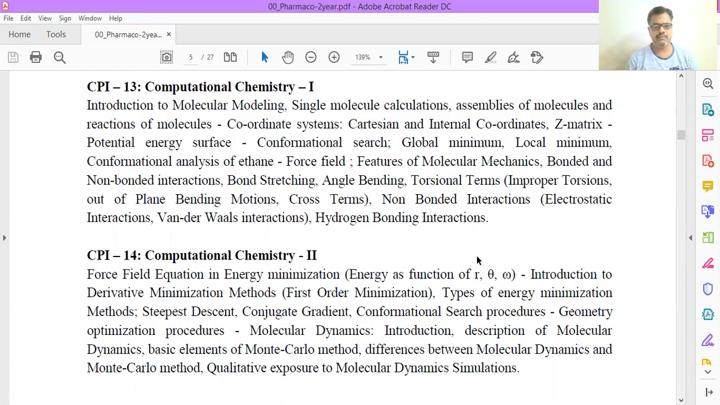So the different types of methods are steepest descent, conjugate gradient, or conformational search procedures, so geometry-based optimization procedures. These come under minimizations or force field applications. And another topic here is molecular dynamics.